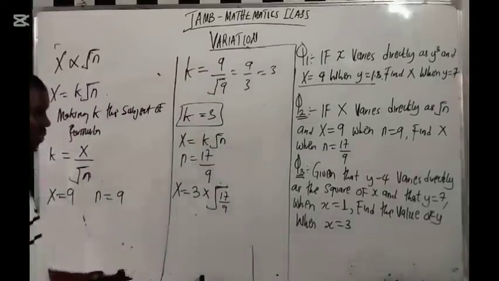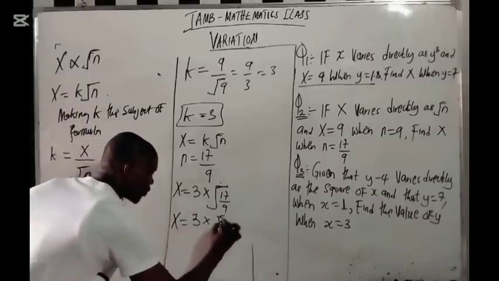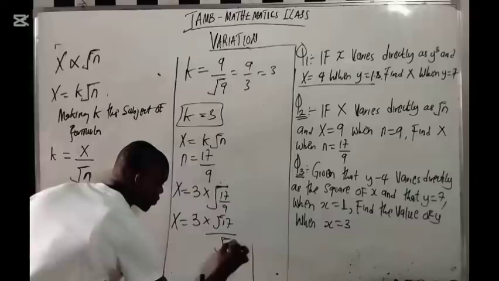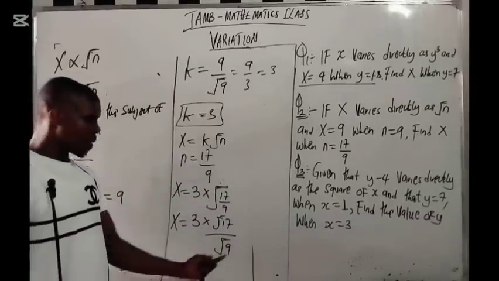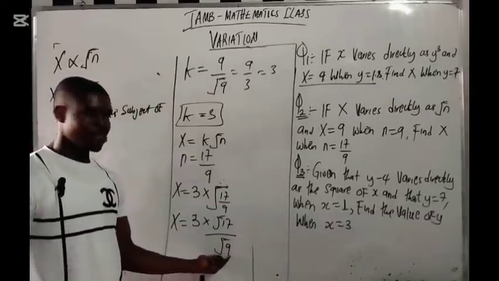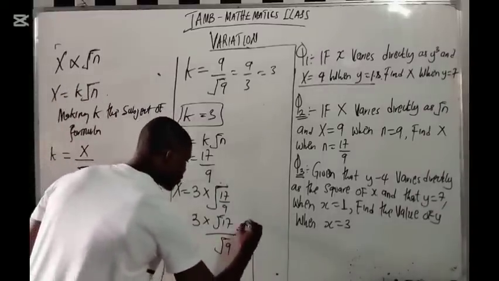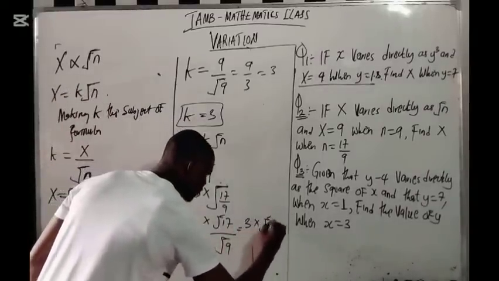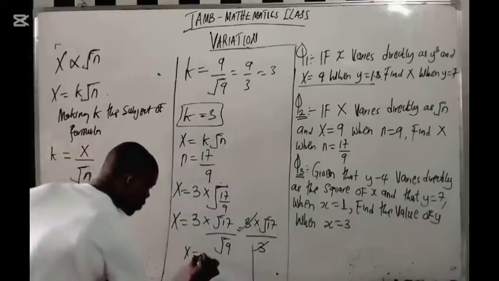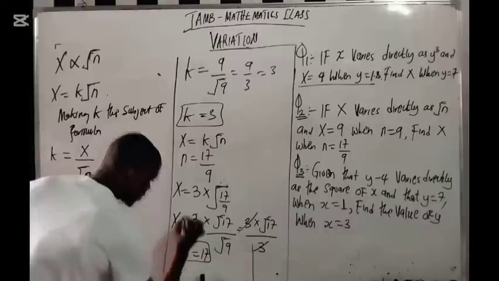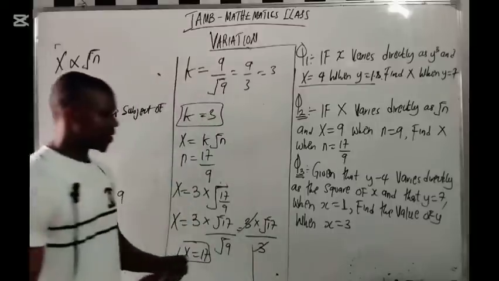Can you see that's very easy? So we have x equals 3 times the square root of 17 over the square root of 9. Can you see that? Hope you understand. Remember, the square root of 9 is 3, right? 3 will go into 3. So what do I have here? It's going to be 3 times the square root of 17 over 3. 3 cancels out 3. So my x is 17. Hope you understand.